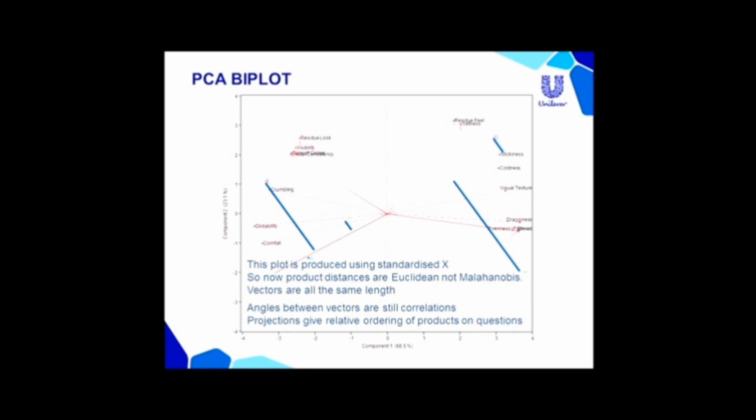If we look at each of the products, you can see that for stickiness, product D has the highest stickiness. Now this is the average. A is then the next.